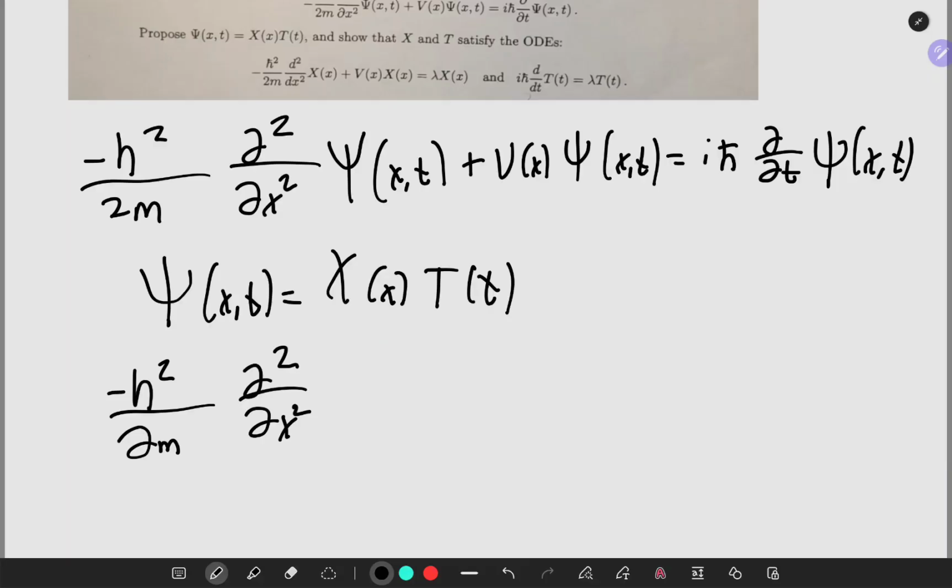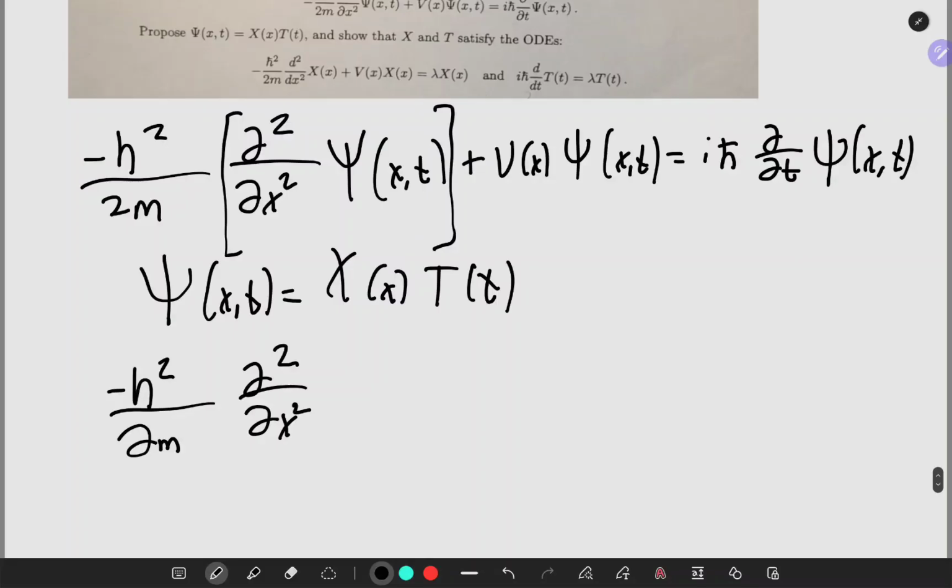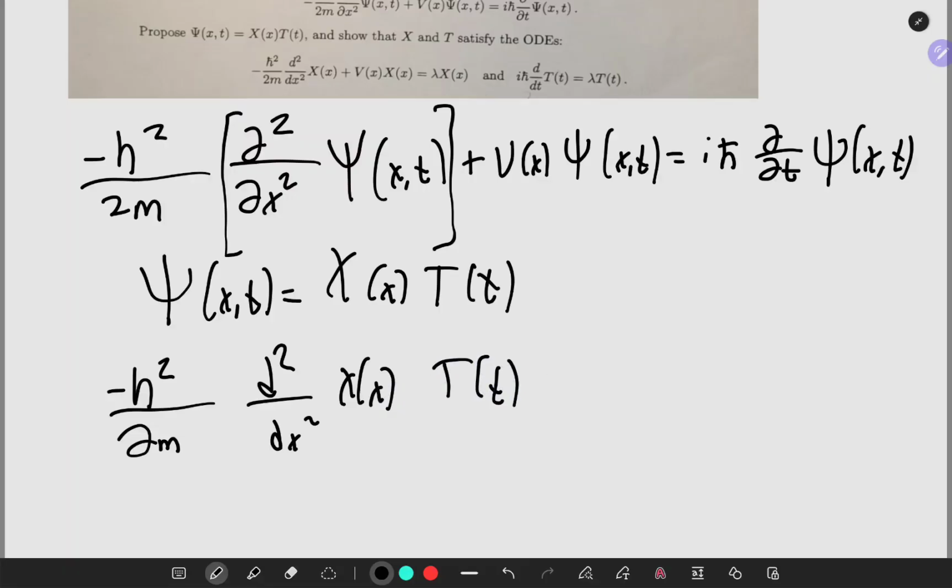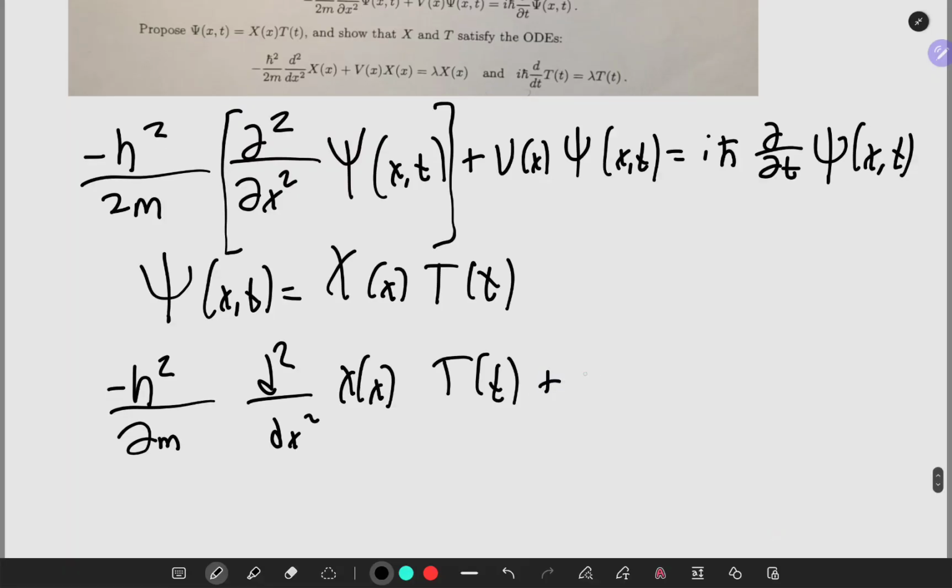It's the partial. It's okay. So think of it like this. This is separate from that. Think of the second partial with respect to x of this. That would be X double prime, or as they have it written in the answer here, it can be written as this of x, right? And then the T of t is in there. It's the same thing. Plus V of x times the same thing, X T. I'm going to remove that x of x. It's just X, and it's just T.